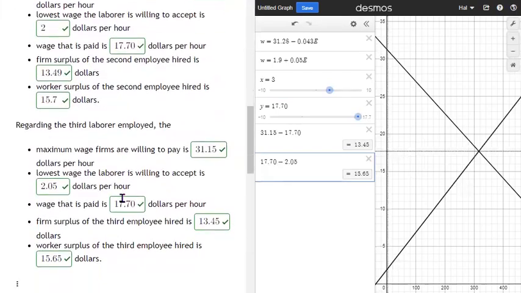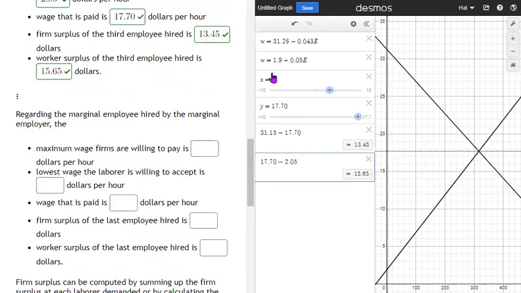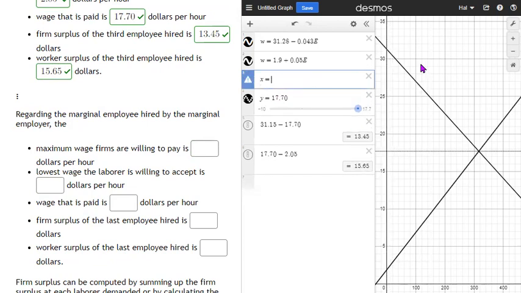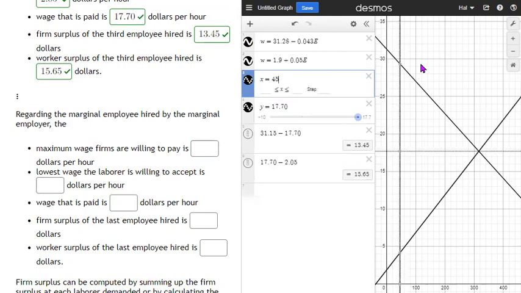Now we can continue doing that, right? We can do it for the 4th worker, the 5th worker, the 6th worker, the 7th worker, the 8th worker, the 15th worker, the 25th worker, the 35th worker, the 45th worker. Sorry, the 150th worker, right?